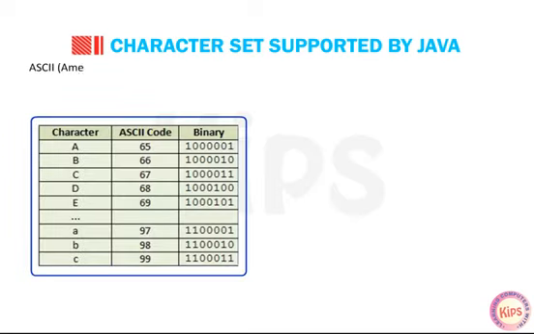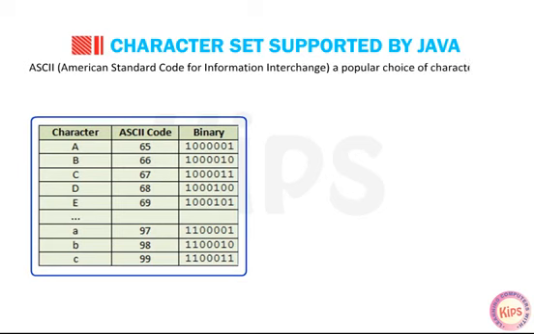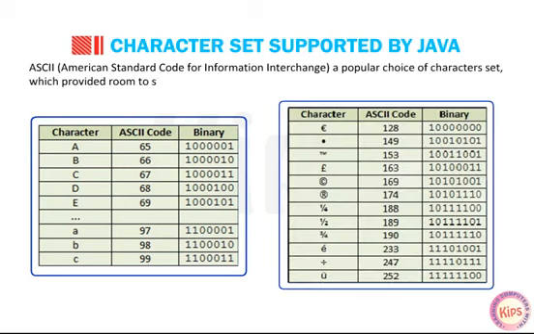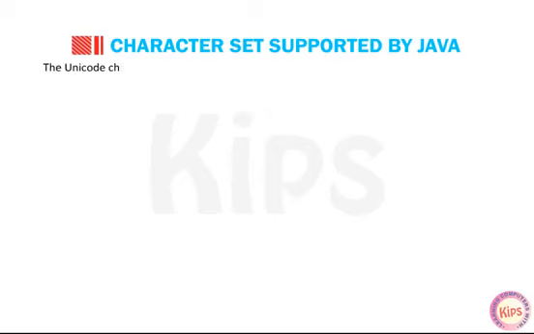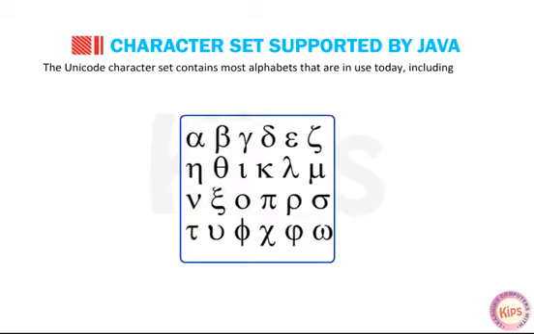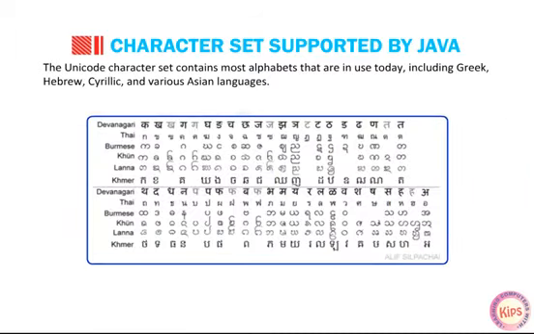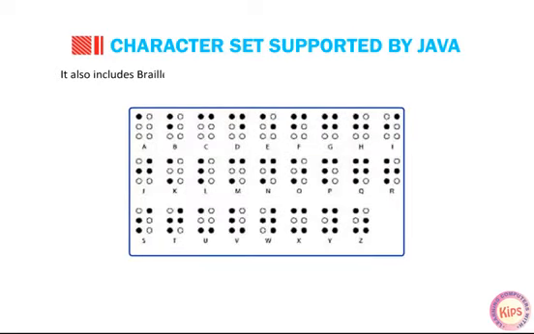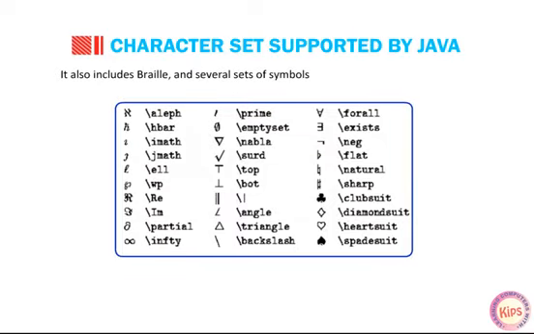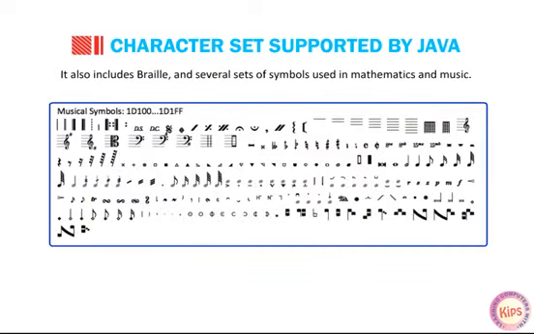ASCII, American Standard Code for Information Interchange, a popular choice of character set which provided room to support 256 different characters, is a subset of the Unicode character set. The Unicode character set contains most alphabets that are in use today, including Greek, Hebrew, Cyrillic, and various Asian languages. It also includes Braille and several sets of symbols used in mathematics and music.